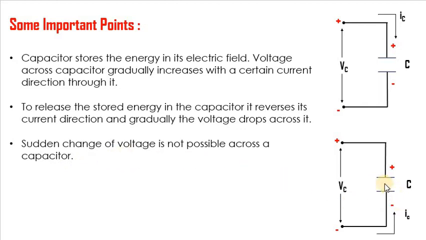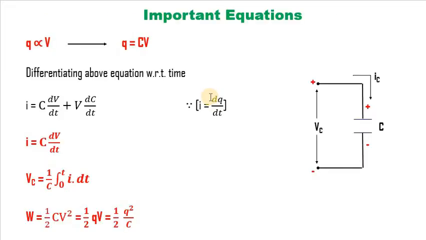So whenever we have a pure capacitor, we say that we cannot suddenly change the value of voltage across it. Why can we not do that? That we will see in a while in this lecture. First, let us go through some very important equations related to capacitor.